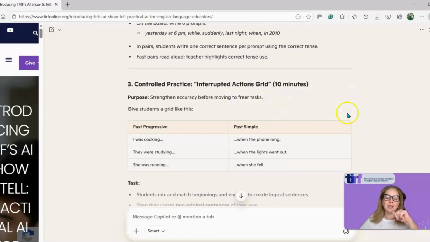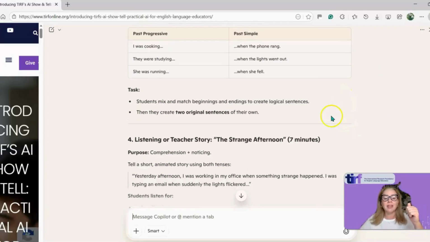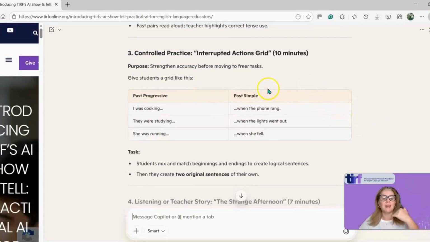There is also a step named controlled practice, and you give the students a grid according to this. I like this. So I could ask it to prepare this part or this grid as a worksheet, a printable worksheet, or I could simply copy it on the board, or I could simply show it on my screen. That would work well too. And then students would be creating their sentences. They could be matching parts and also creating theirs after.